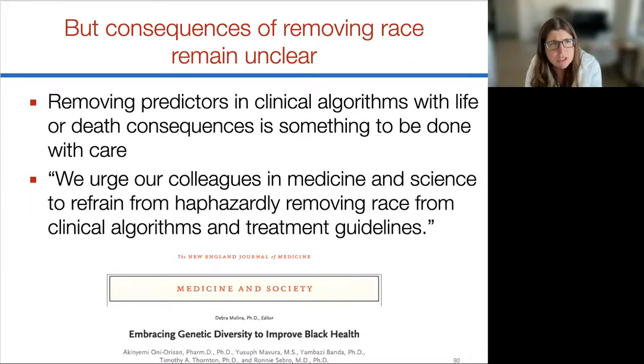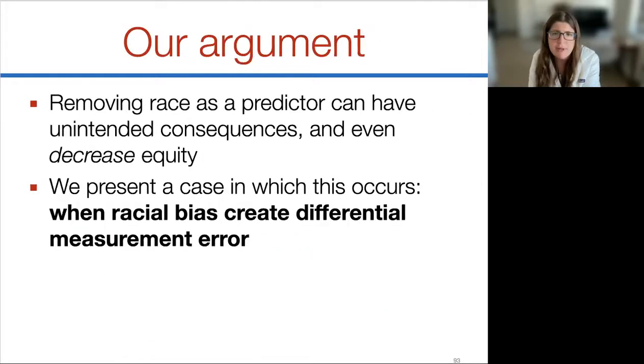At the same time, the consequences of removing race from these calculations remain unclear. And removing predictors in clinical algorithms that are already being widely used on real patients and have life or death consequences is something that you probably want to do pretty carefully. And here's a piece in the New England Journal saying exactly that. Please refrain from haphazardly removing race. We need to understand what the actual consequences of doing this are. In particular, our argument is that removing race as a predictor can have unintended consequences in some cases, and even decrease equity in some cases. And we provide a case in which this occurs when racial bias can create differential measurement error. So this is the link back to missing data, which I'll now elaborate.